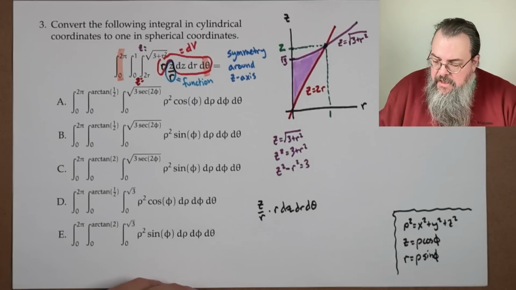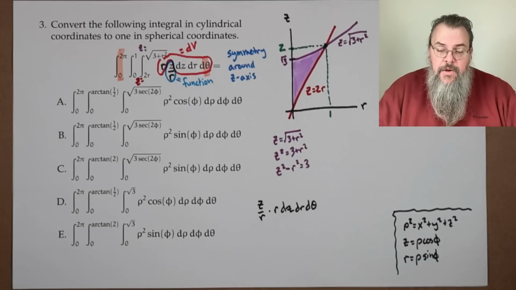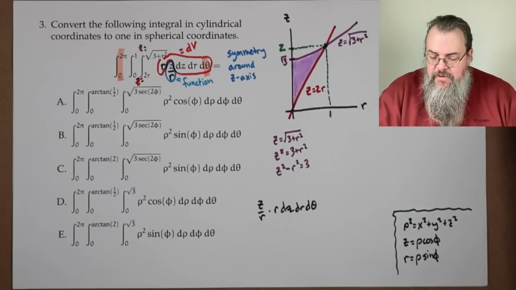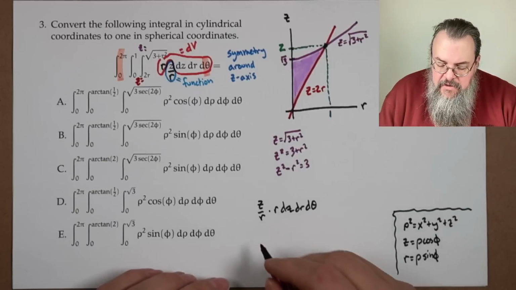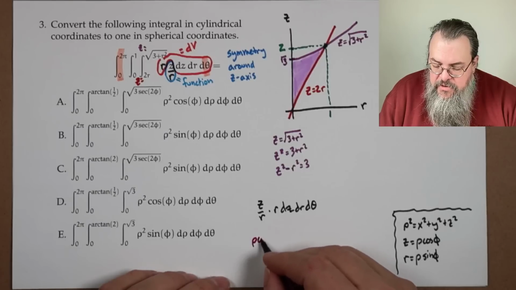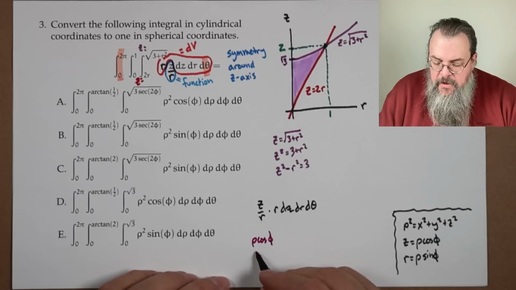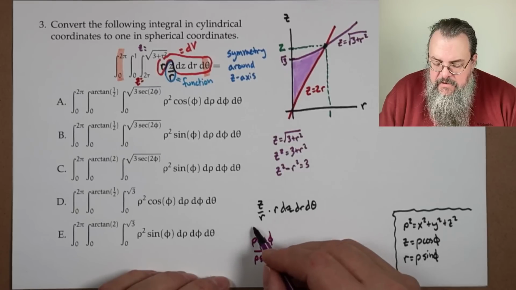So we say, okay, with that in mind, we can now update. All right, so z is going to become rho cosine phi, and r, rho sine phi. Okay, that's the first part.